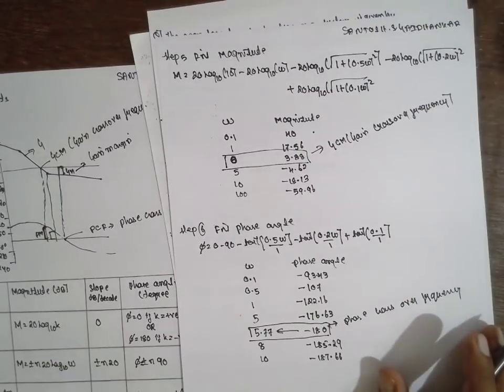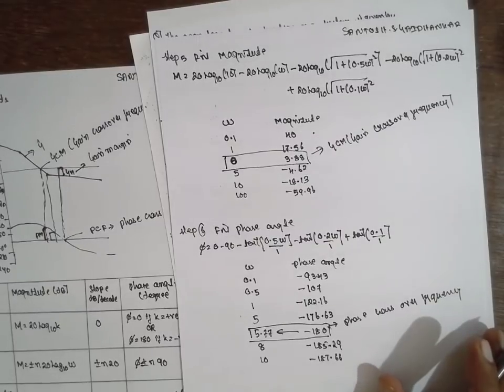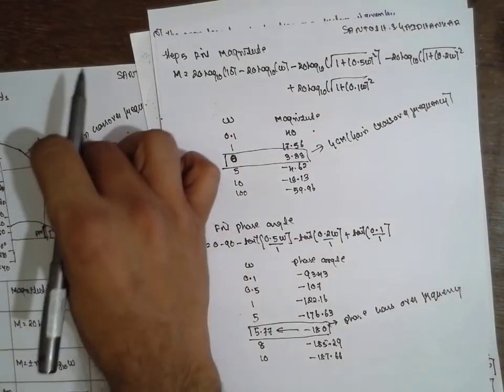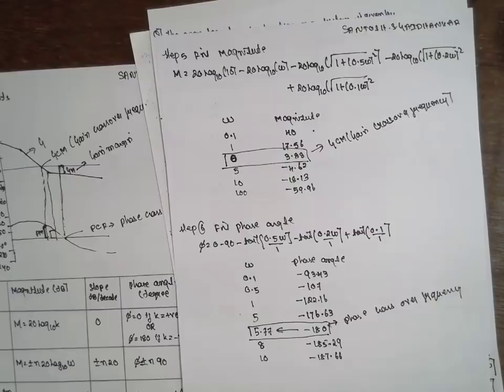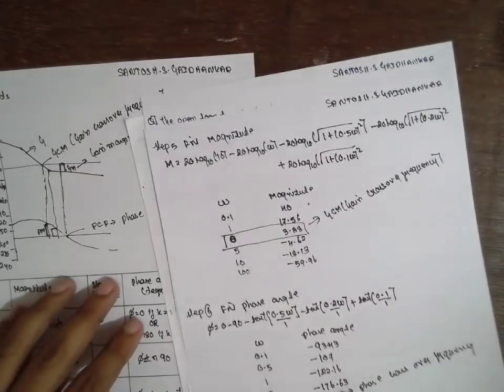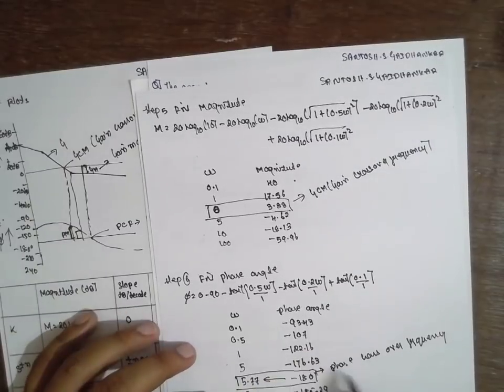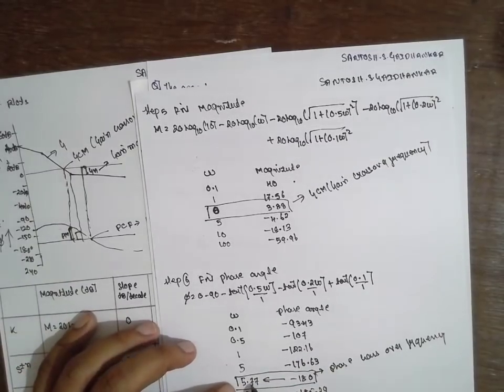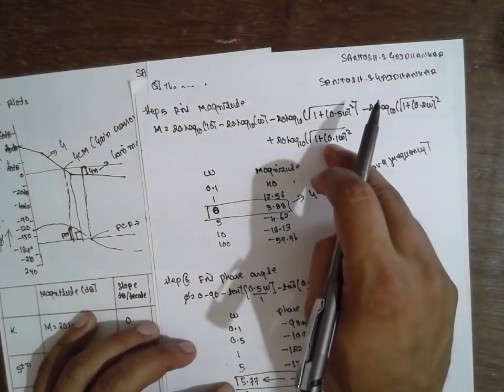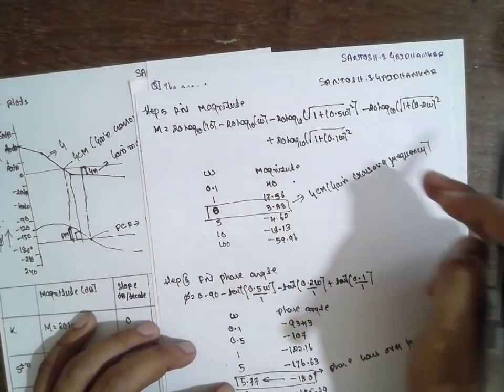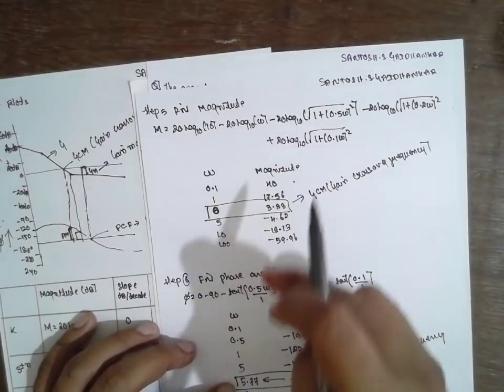Phase crossover frequency. Now we can find out the value of GM. What is the value of GM and what is the value of PM? How to find out the GM and PM? Very easy. Because at the 180, 5.77 we got it. Substitute this 5.77 here, you will get GM. And whatever the value you got, substitute that value here, you will get PM.